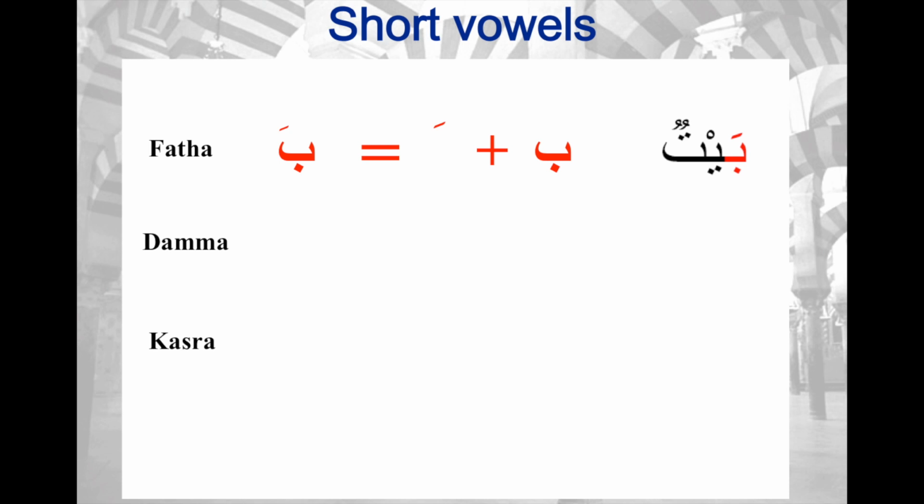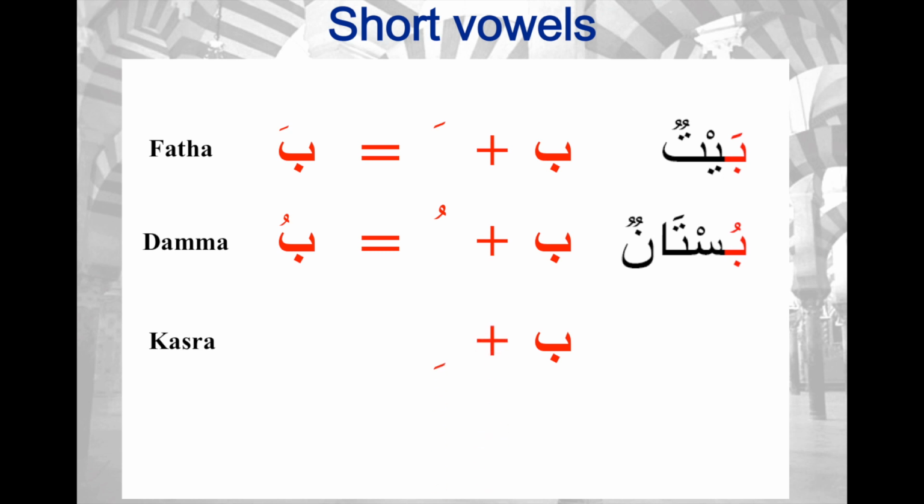Now, if we add the short vowel dhamma to the letter ba, we get the sound bu, like in the word bustanun, a garden. The final short vowel is the kasra. When we add it to the letter ba, we get the sound bi, like in the word bintun, which means a girl.